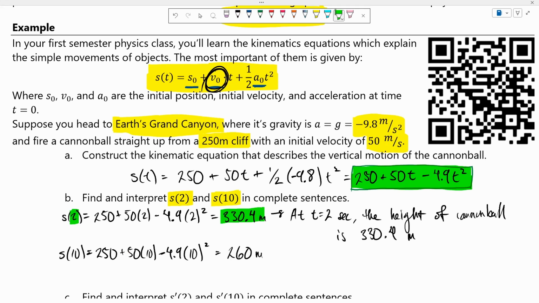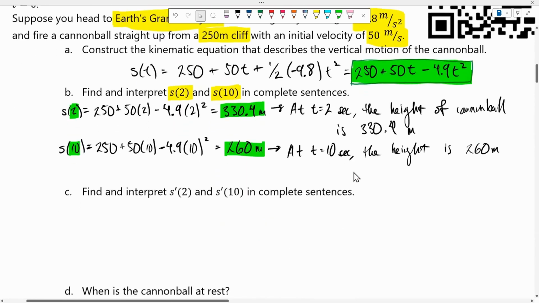Got it? Okay. Same thing for this one, right? At t equal 10 seconds, right? The height is 260 meters. Okay, so this is what I mean by interpreting. I need you grabbing the mathy stuff and turning it into English. Got it? Okay, cool. Okay, moving on.